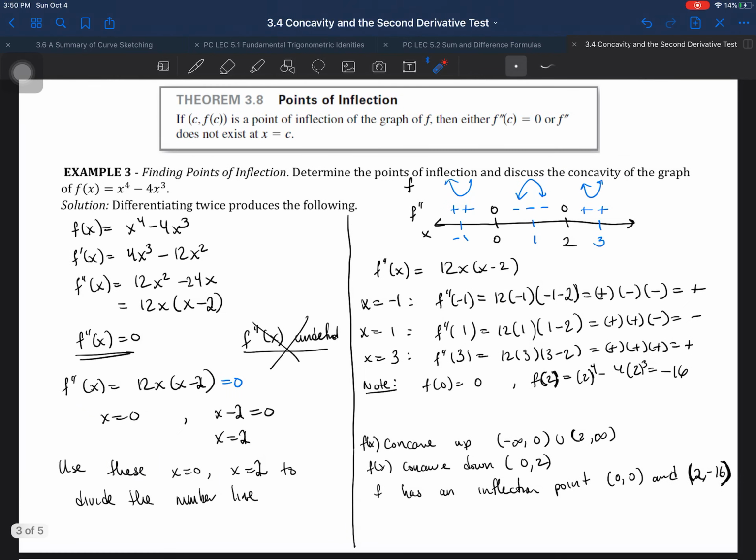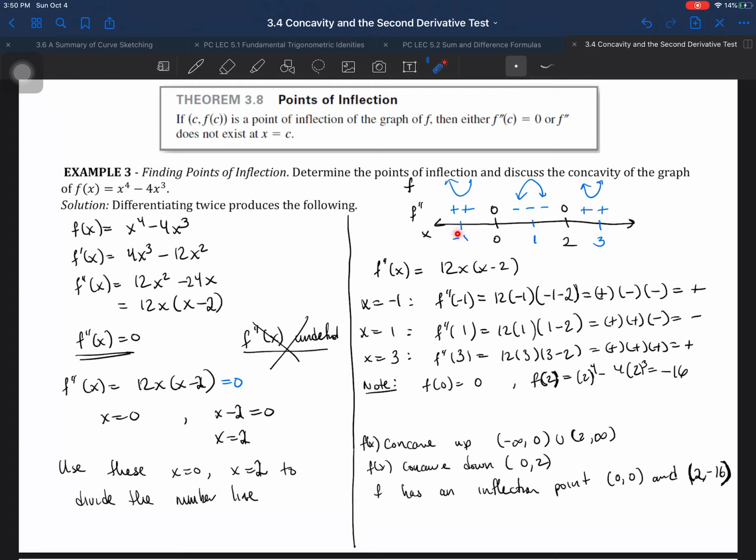And these are the possible inflection points, right? Possible because we haven't confirmed that those are where the inflection points will be, but we know that this will separate our number line. So we're going to separate our number line at x equals 0 and x equals 2. Number line for the second derivative. You guys notice second derivative because we're talking about concavity. Here the second derivative will be 0, and here the second derivative will be 0.